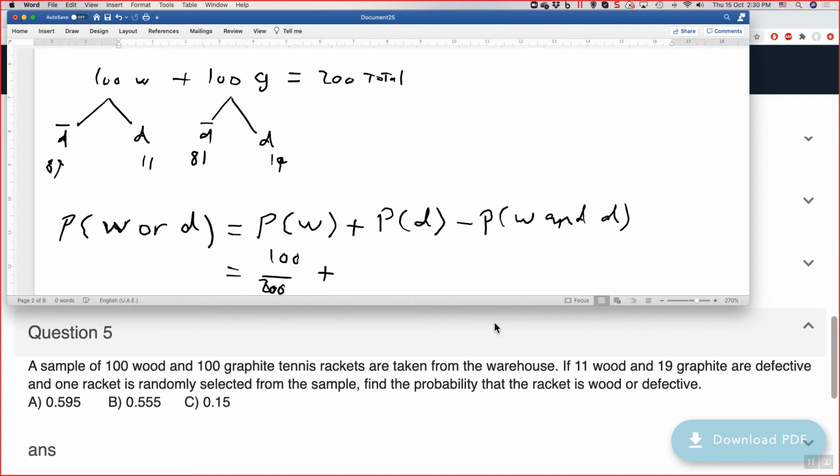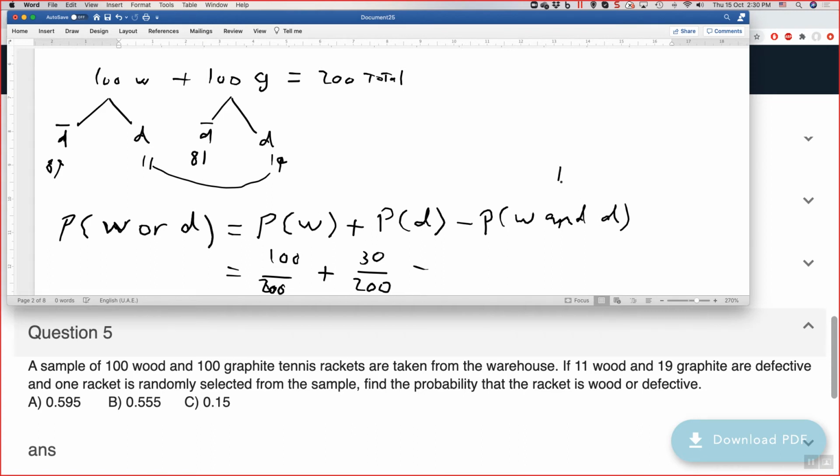Next, how many defective do we have? How many defective? 30. They come from where? They come from the 19 and 11. The 19 that are graffiti and the 11 that are wood. That's what I care about, defective. All the defective. Not just the wood, not just the graffiti, together. So all defective items are 30. It came from the defective of the wood and the defective of the graffiti. And of course, we are again selecting from the total, so we should be dividing by the total to get the probability of defective.